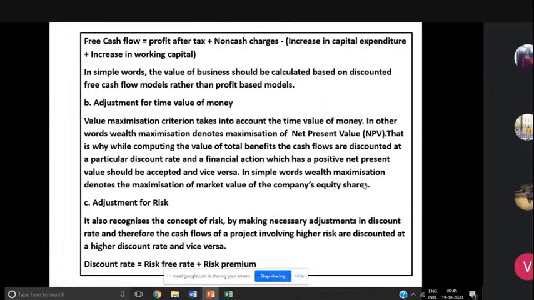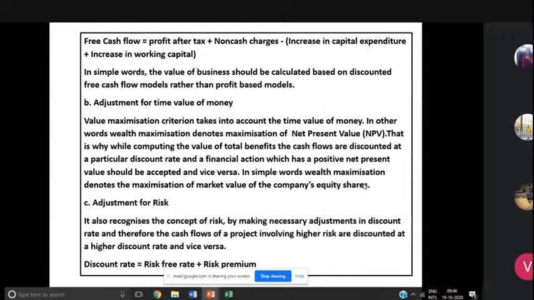Okay, come to the next point. Adjustment for time value of money. This we have seen in detail. Anyway, we have to write the summary here. Value maximization criterion takes into account the time value of money. In other words, wealth maximization denotes maximization of net present value.